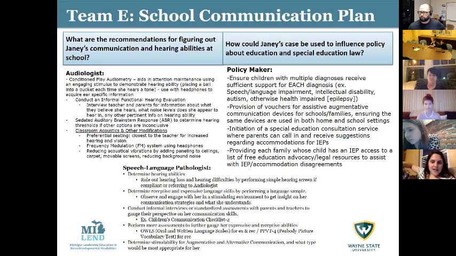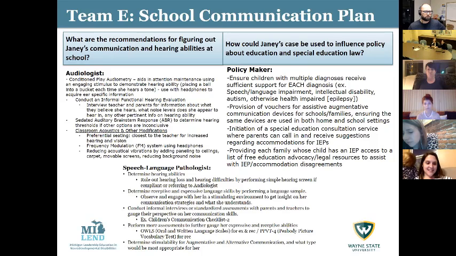And then we'd want special education consultation services where parents can call and receive suggestions relative to their IEP and accommodations that are available. And then we'd want families to have access to a list of free education, advocacy, and legal resources in case there's IEP disagreements. Those are really important in this case.